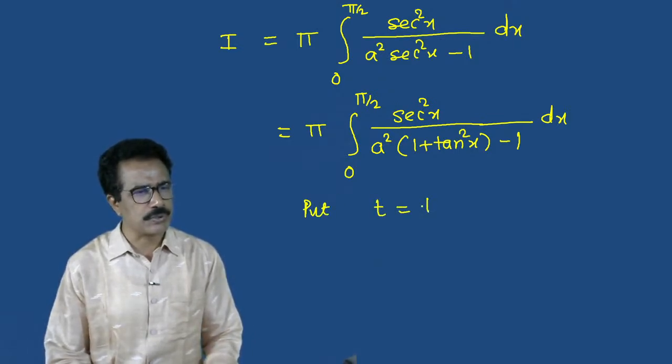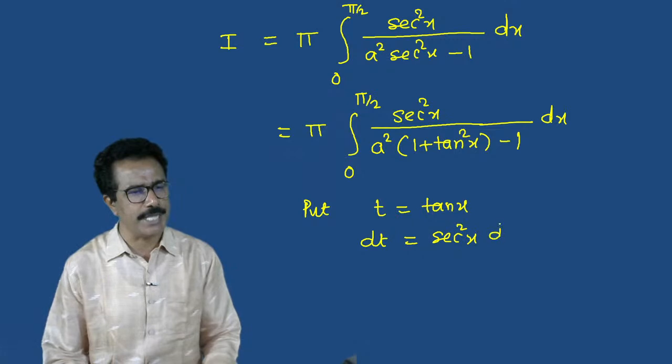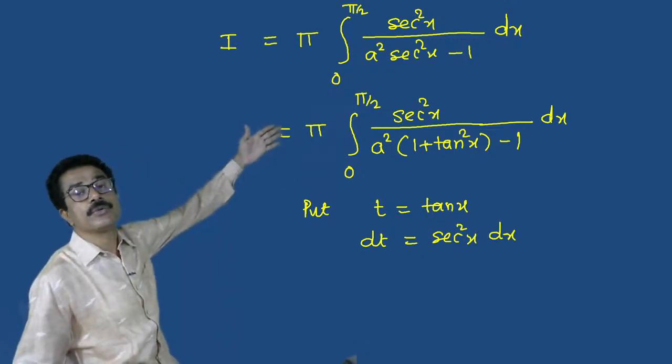Put t is equal to tan x, dt is equal to sec square x dx. The derivative of tan x is sec square.